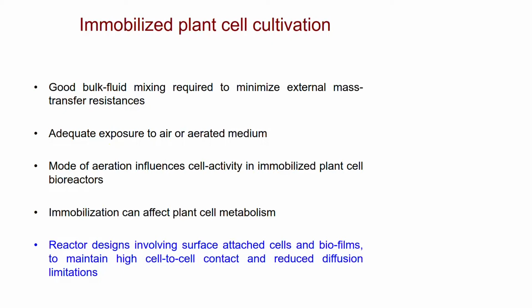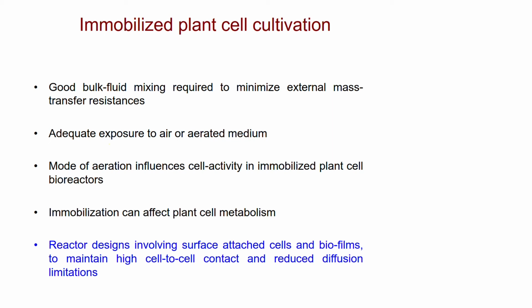There is a separate reservoir because it will help you to aerate the medium. Once it comes out, you separately aerate the medium in the reservoir such that you have enough dissolved oxygen, and then it is circulated, because mass transfer is a limitation in immobilized reactor systems, the external mass transfers. Now, immobilization can also affect plant cell metabolism, so cell viability has to be tested.